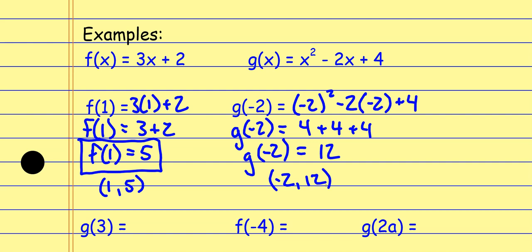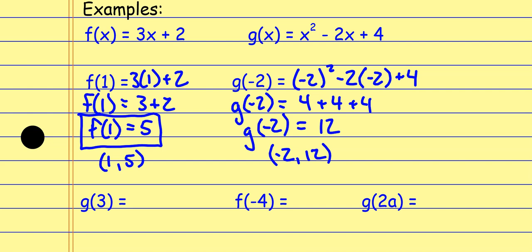Okay? And so now we might do some of this in our heads. Ready? Let's see if we can do this one in our heads. I want the g function, and I'm plugging the 3 in. Make that the input. See if you can do it in your head. Go through the mental process. 3 squared is a 9. 2 times 3 is a 6. 9 minus 6 is a 3, plus 4 is a 7.